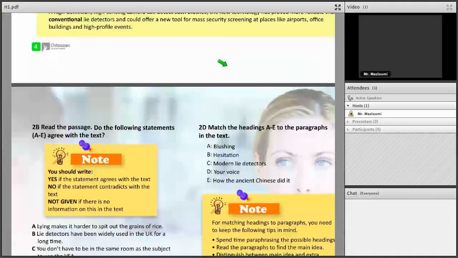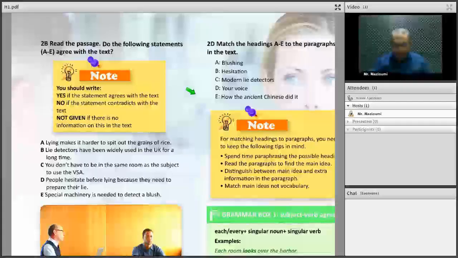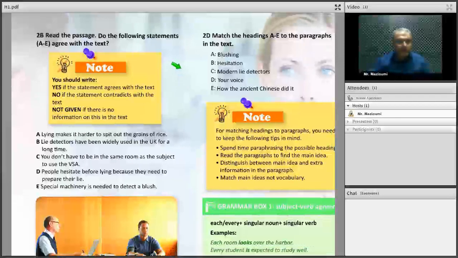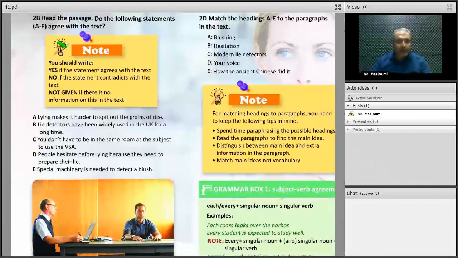Okay, everyone. Now let's check out the exercises. Go to page 5, please. Exercise 2B. Read the passage. Do the following statements A through E agree with the text? There's a note here, everyone.